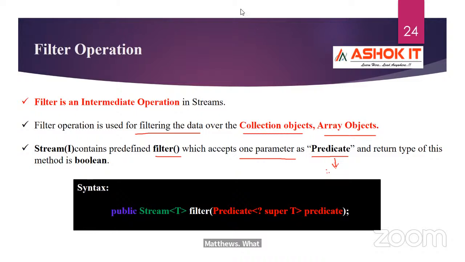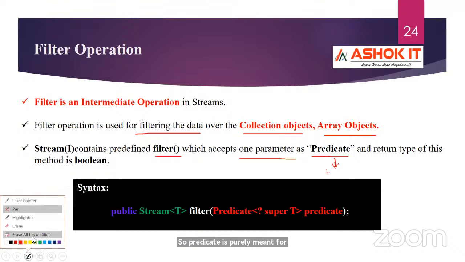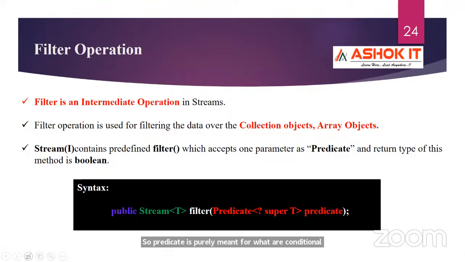So predicate is purely meant for what, sir? Conditional checks. Whether you want to filter the products based on what? Based on the rating. Whether you want to filter the products based on the company, or based on the price range. So that is what? Conditional checks.